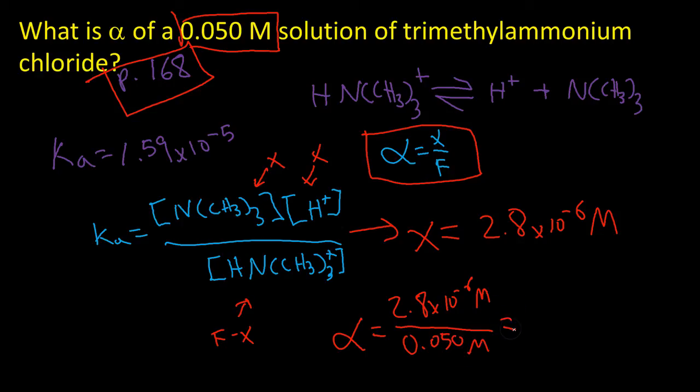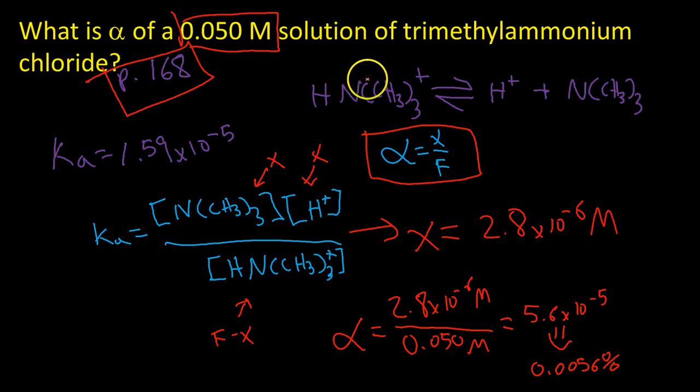And this gives us our final value for alpha, which is 5.6 times 10 to the minus 5. So remember, this is a fraction, so this is unitless. Another way you can think about this is in terms of percentage, right? If you want to think about this in terms of percentage, this would just tell you that your weak acid system here is 0.0056% dissociated.